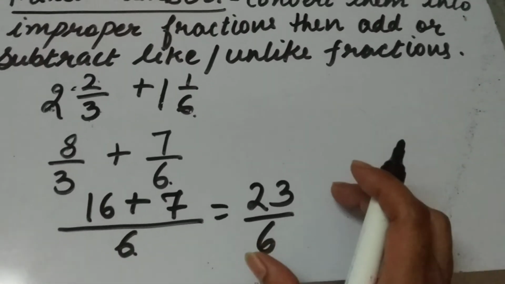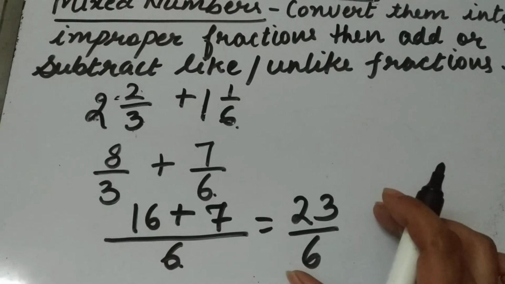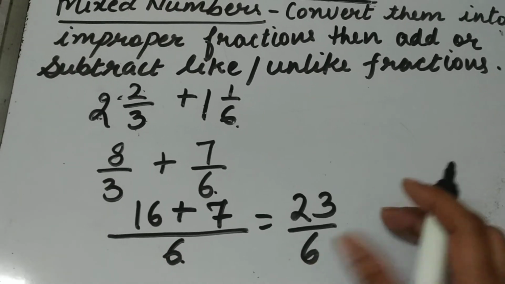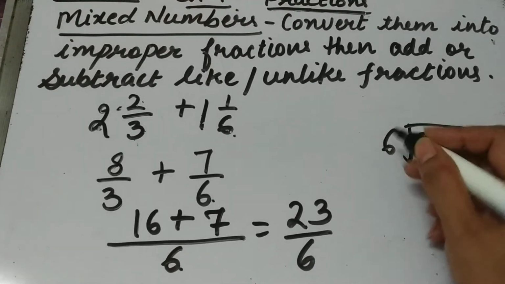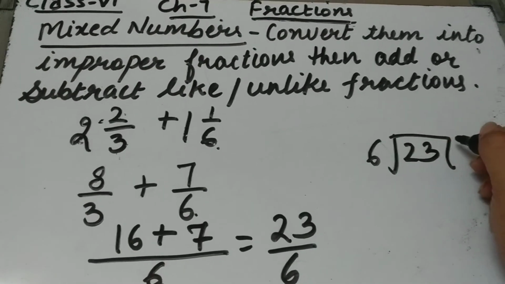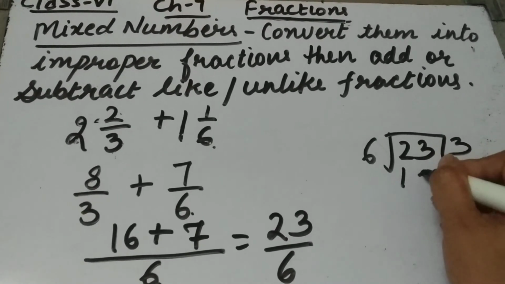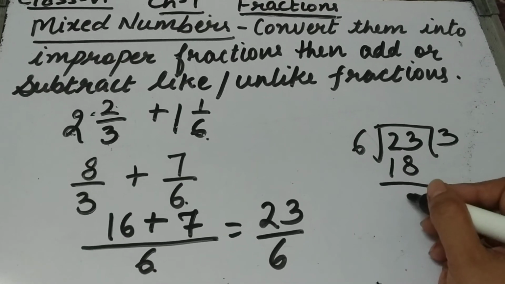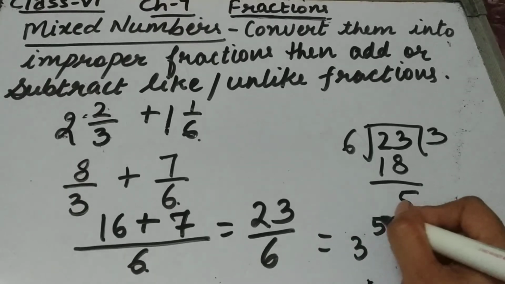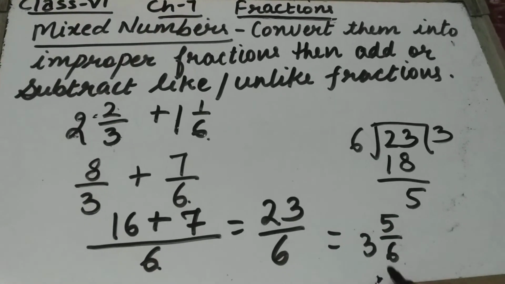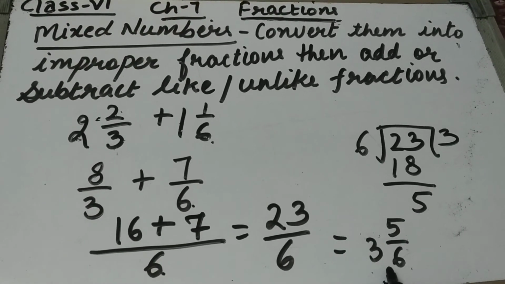Now this is again an improper fraction because the numerator is greater than the denominator. So we divide 23 by 6 to convert it into a mixed fraction. 6 3s are 18, and the remainder will be 5. So your answer will be 3 5 upon 6.